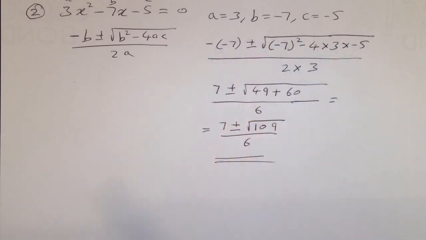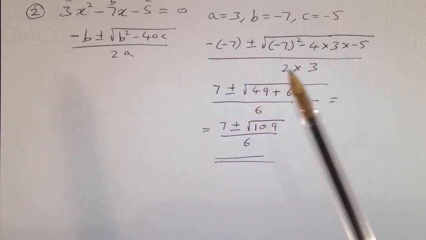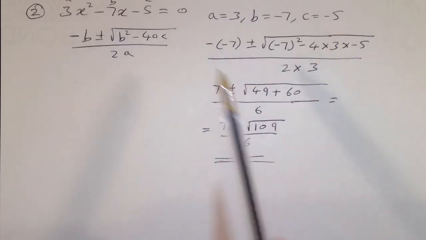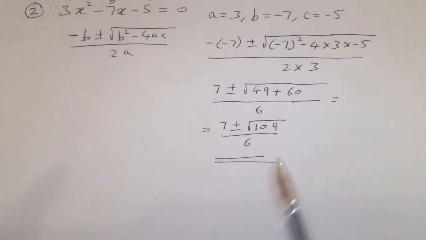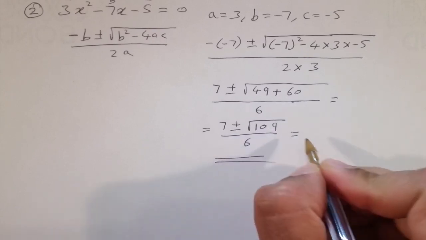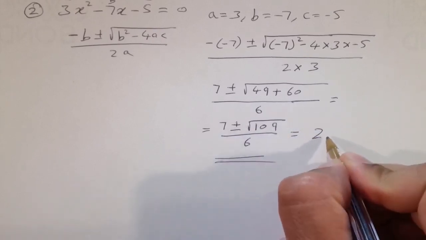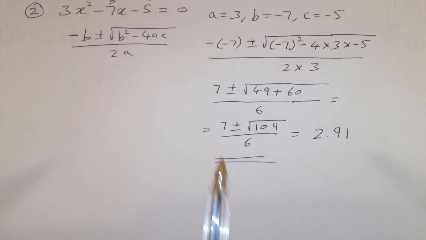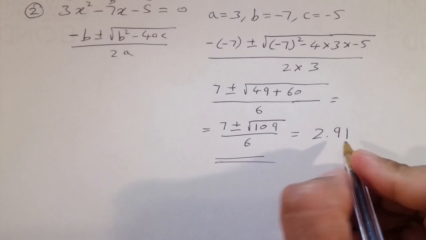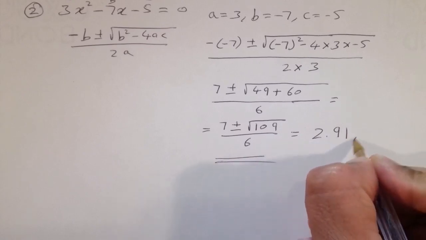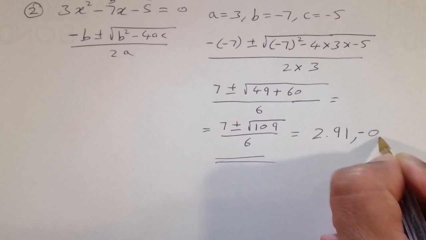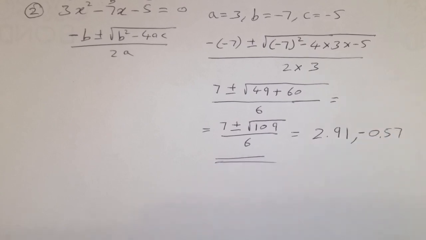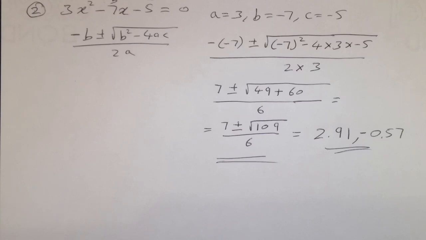It's a good idea to put this on the calculator, because if you take risks, things can go wrong sometimes, but it's easier to put this on the calculator. This or this or this, any step you put on the calculator. So your final answer will be, when you put plus, 2.91. So what I did, 7 plus root 109 over 6, and with the negative 1, you get the answer minus 0.57. Give it with 2 decimal places. That's it, nice and easy. Just you have to memorize the formula.